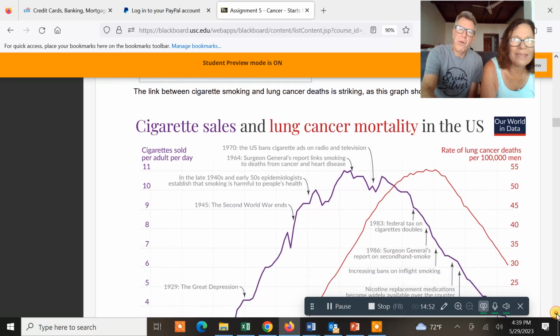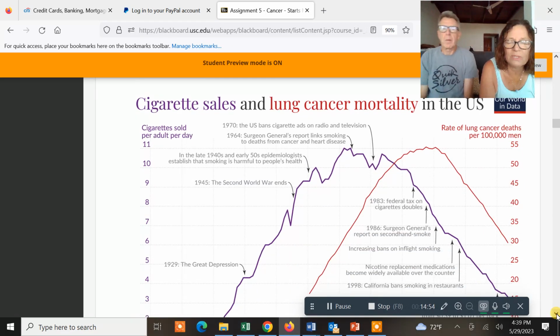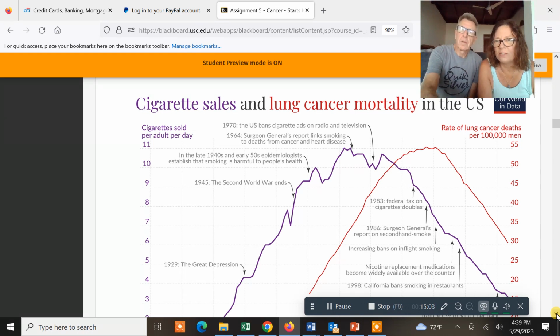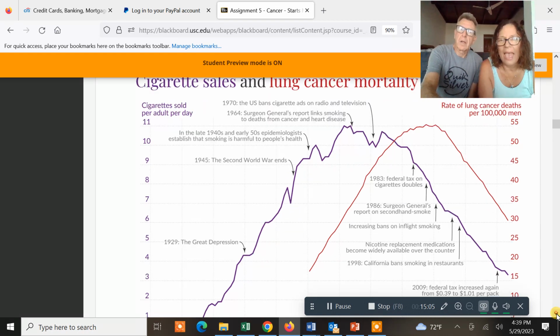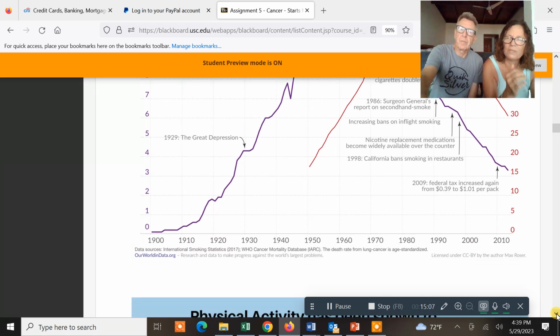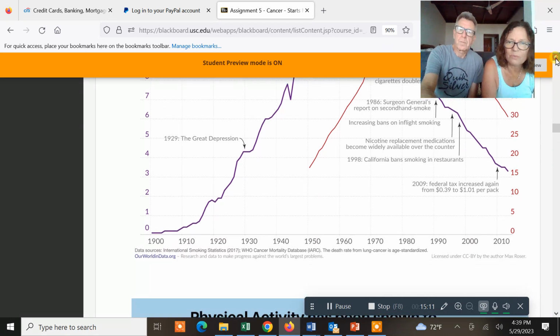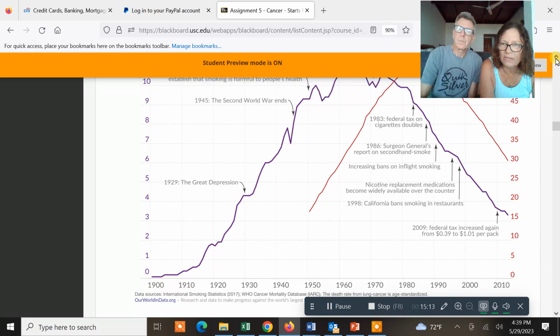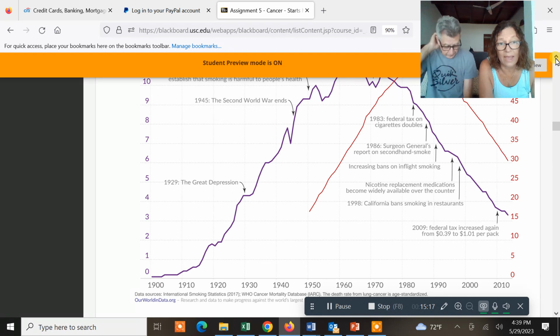And we can see this correlation between cigarette sales and lung cancer mortality. The purple line is cigarettes sold per adult per day. The red line is the rate of lung cancer deaths per 100,000 men. And we see here in this timeline this almost perfect correlation as we started to get a little smarter about cigarette smoke and cigarette smoking and the risks that it had to your health.